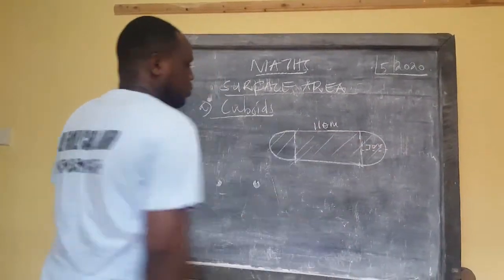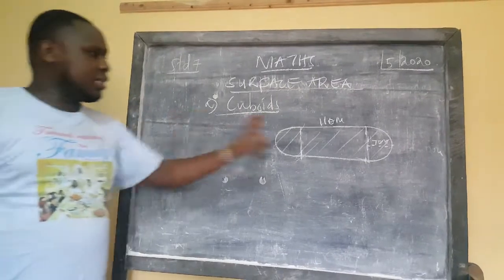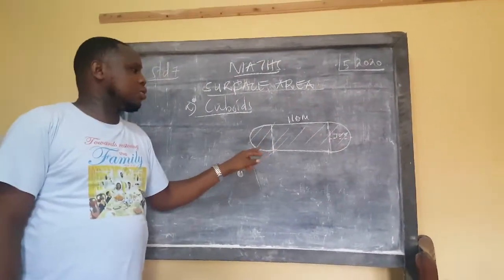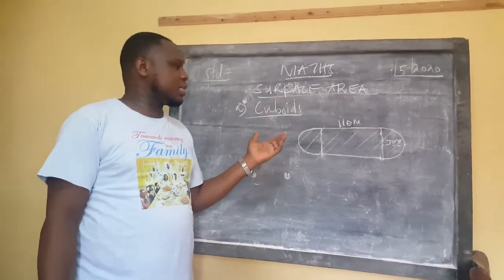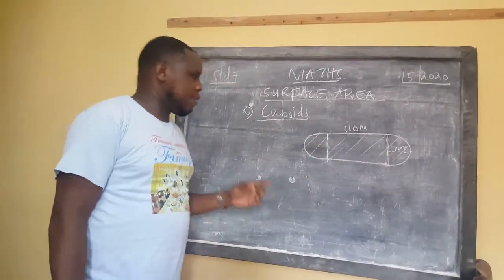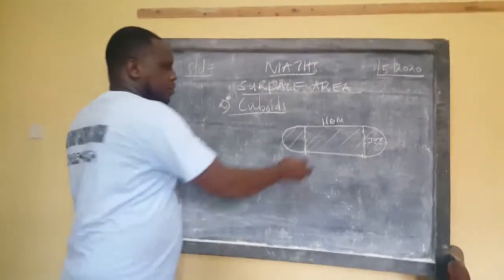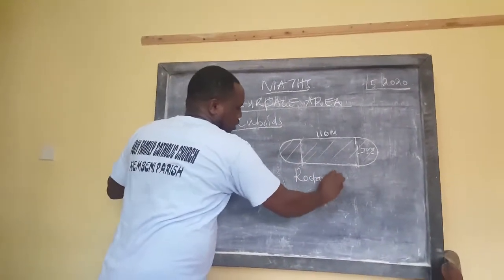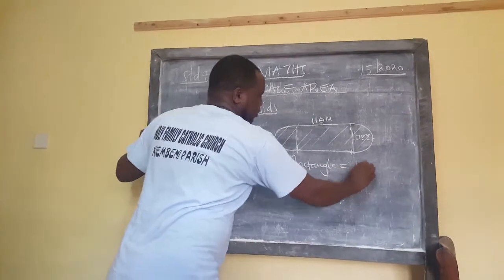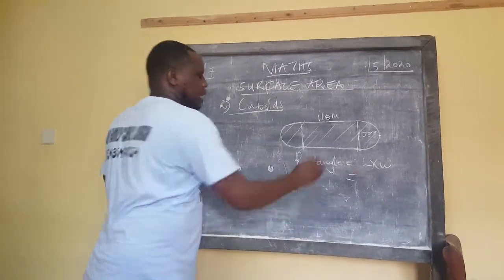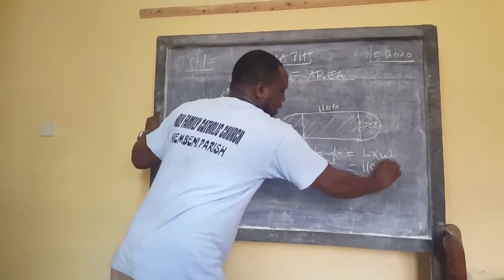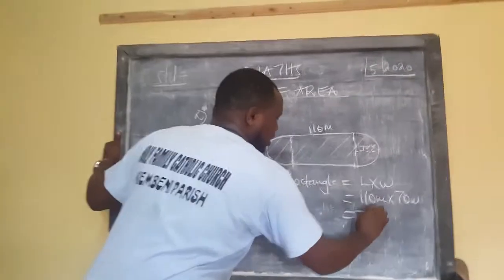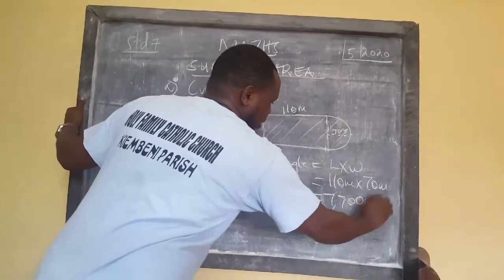Now, if you look at this question, you understand that this is a rectangle, and then we have two semicircles, two half circles. So for us to be able to get the area of this figure, we have two features there. We have the rectangle. So area of the rectangle would be length times width. The length is 110 meters times the width 70 meters. This is going to give you 7,700 meters squared.